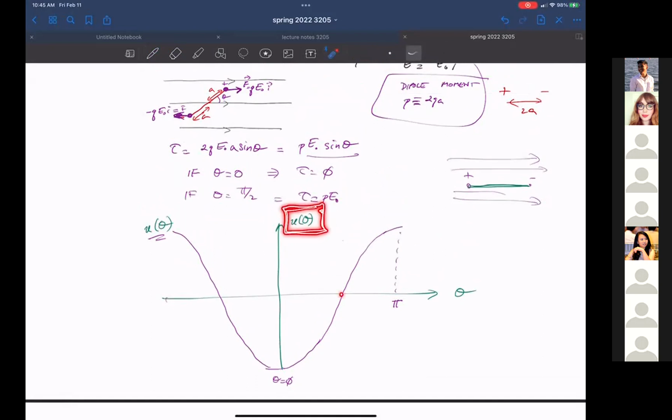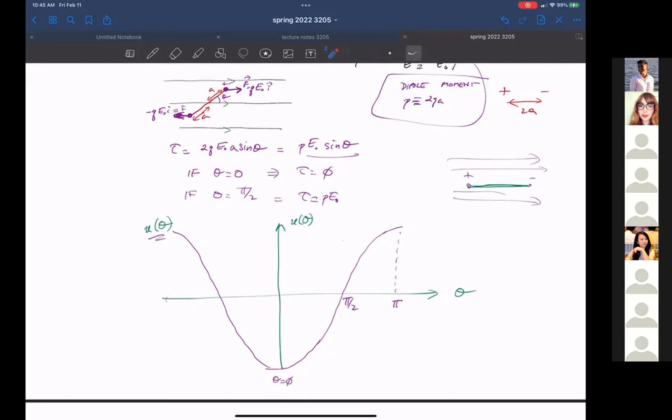So here you have all torque and no potential. Here you have potential, here you have potential. Think of it in terms of energy, right? At pi over 2, you're vertical to the electric field, which means that, one way to look at it, everything is torque. Everything's pushing you, pushing you, pushing you. Here you have the minimum potential when your theta is 0.